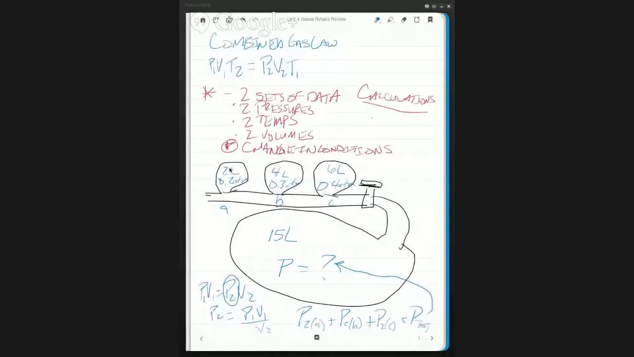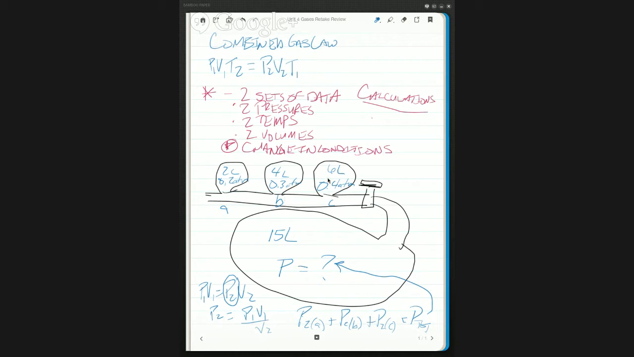My apologies. So you have each of these 3 containers. This is just an example: 2 liters at 0.2 atmospheres, 4 liters at 0.3 atmospheres, and 6 liters at 0.4 atmospheres. And all 3 of them are going to be released into a 15-liter tank. So you're going to have to use the combined gas law. It's a constant temperature, so you use P1V1 equals P2V2, and you're solving for P2 because that's what you don't have here. And so you have P1 V1 over V2.